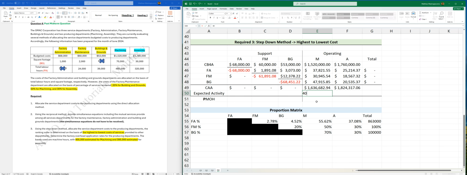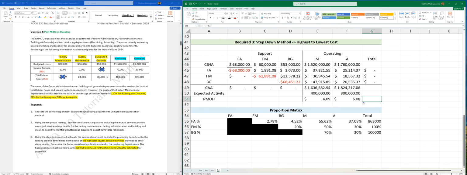So use 400,000 estimated machine hours for machining, 300,000 machine hours for assembly. So our predetermined overhead rate for the production department is 4.09 for machining. And then afterwards here, 6.08 for assembly. And just like that, guys, we have now done an advanced chapter 15 question on period cost allocation.